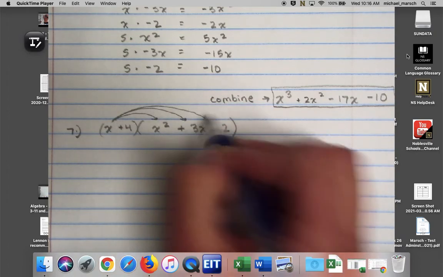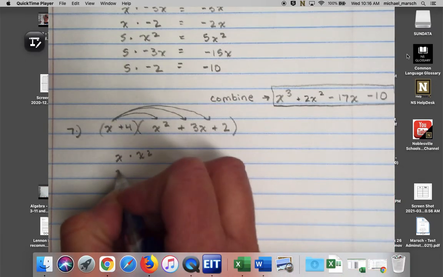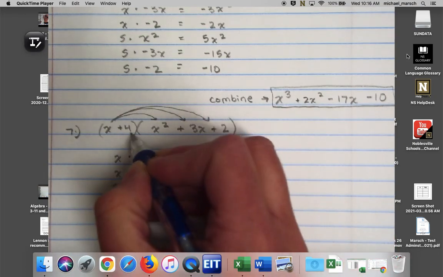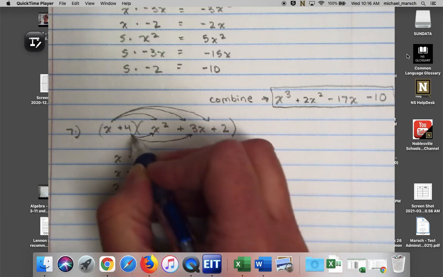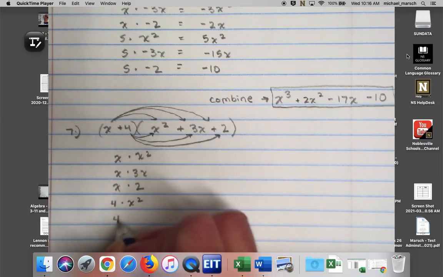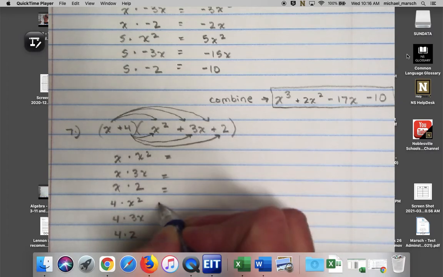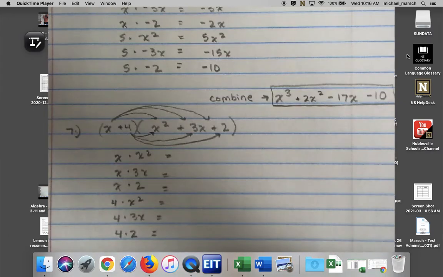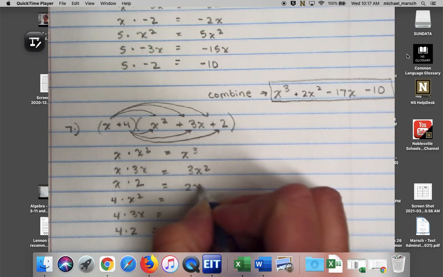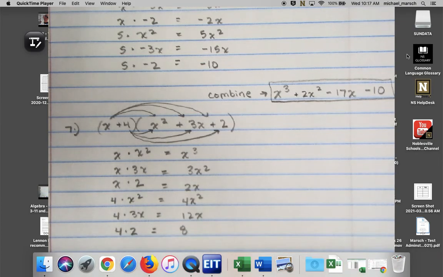My x arrows go up at the top. So I've got x times x squared, x times 3x, x times 2, and then I've got these lower arrows, 4 times x squared, 4 times 3x, 4 times 2. Then I'm going to work these out. X to the third, 3x squared, 2x, 4x squared, 12x, and 8.